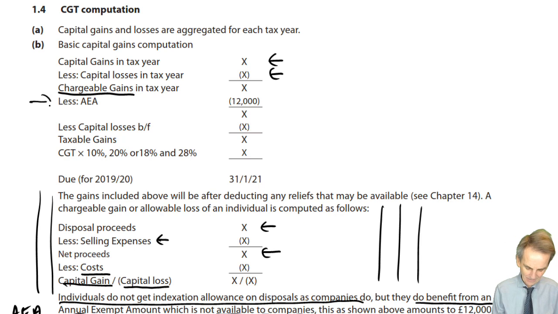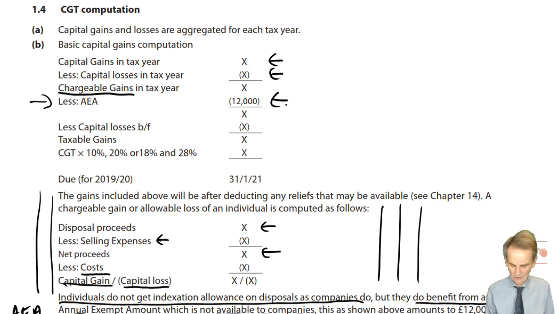We then deduct our AEA, remember? What does that stand for? Our annual exempt amount. It's on your fact sheet, but you'll need to look that up by the time you're doing the exam. That's a figure of some £12,000. When we've taken away that AEA, probability is that for the vast majority of taxpayers, that then becomes the taxable gain. But one other possibility that now we see is that there may be capital losses brought forward from an earlier tax year.